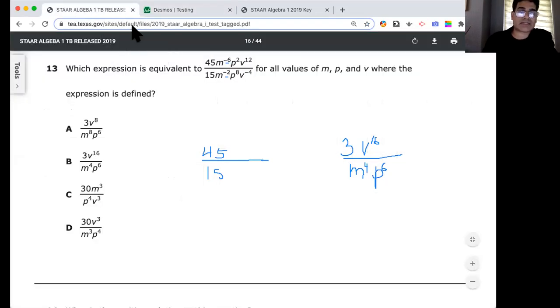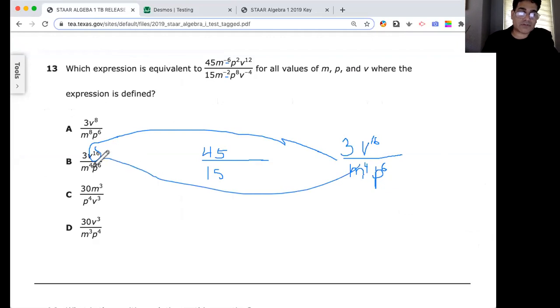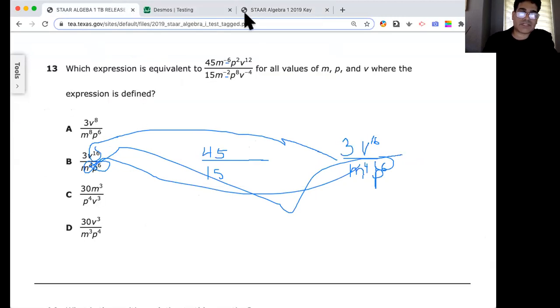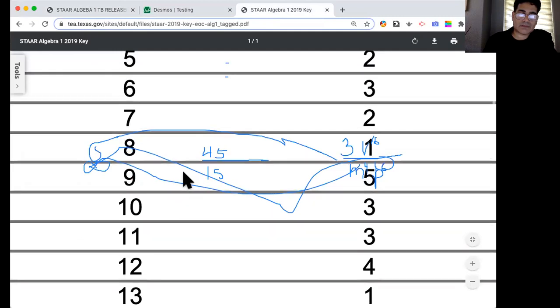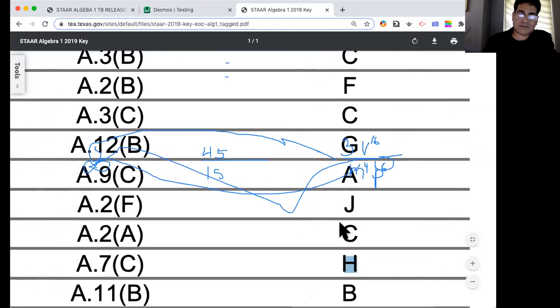We are looking at, it has to be an exact match, right? Let's start with the m's. M to the 4 at the bottom, p to the 6, and v to the 16, and those numbers match up. If we did the math correctly, we should be getting the right answer. Let's take a look. That was 13. B. Is that what we said?